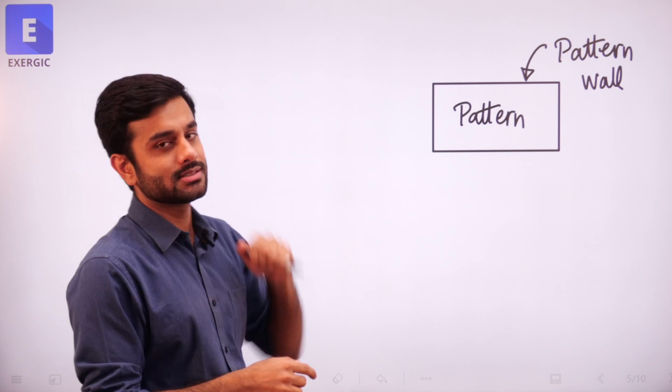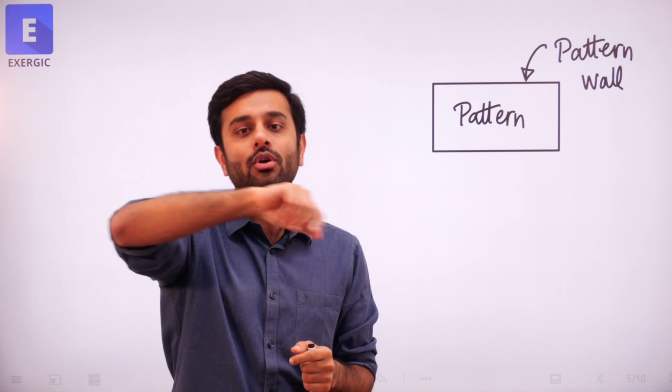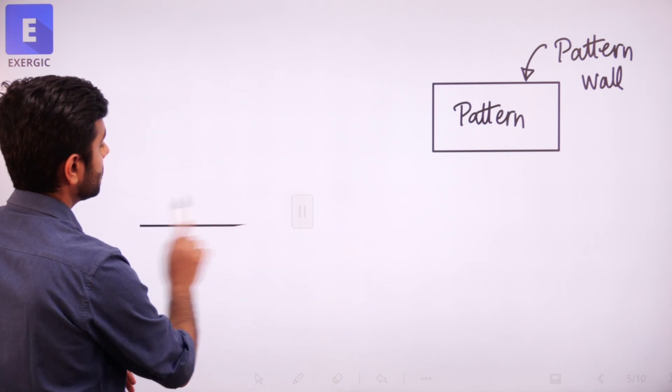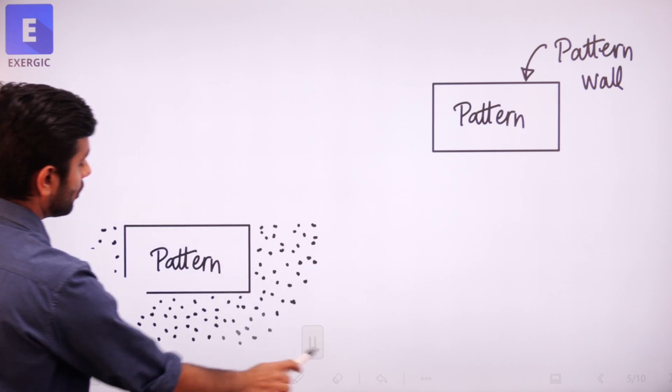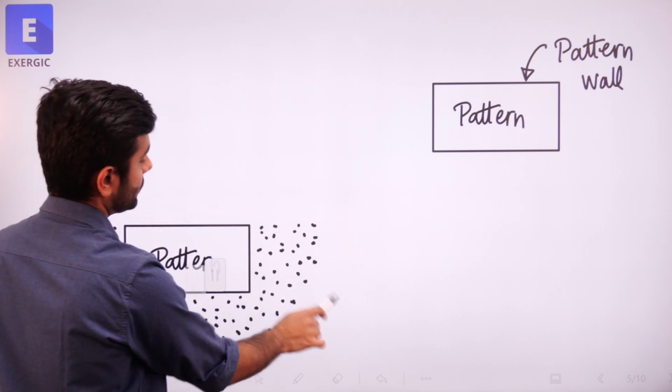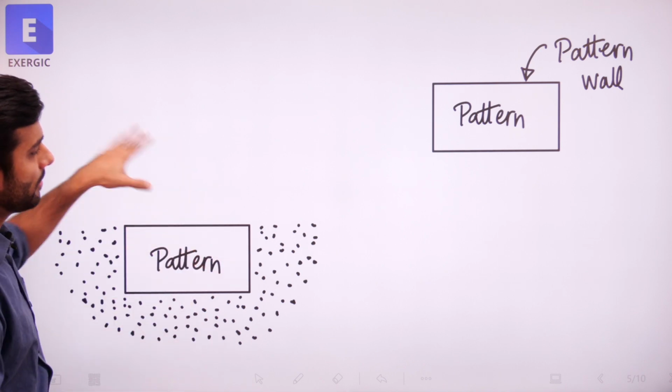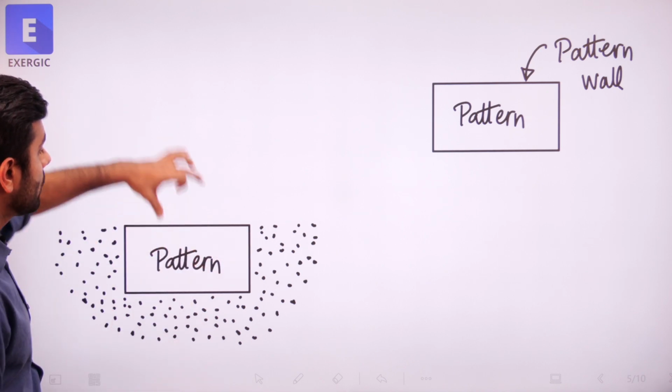So this is the pattern, this is the wall of the pattern. You filled the mold material, right? So it may look something like this, right? The mold material has been filled around the pattern, okay? Only one lower half I am showing, upper half let's say I am not showing. And then you removed the pattern.